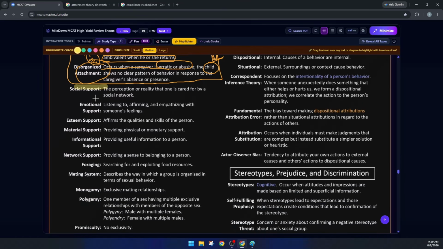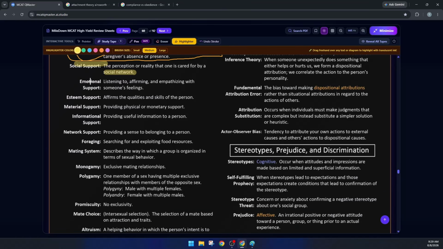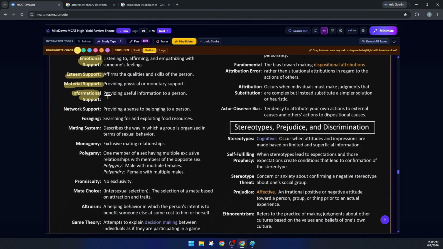Social support is when you perceive your value, that you are cared for by a social network. So you have a social network that's helping you out. Emotional support is when you listen and affirm and empathize with someone else's feelings. Esteem support affirms the qualities and skills of a person. Material support is providing physical, monetary support. Informational support is providing information to a person. So all of these are types of support, right? Network support is providing a sense of belonging to a person.